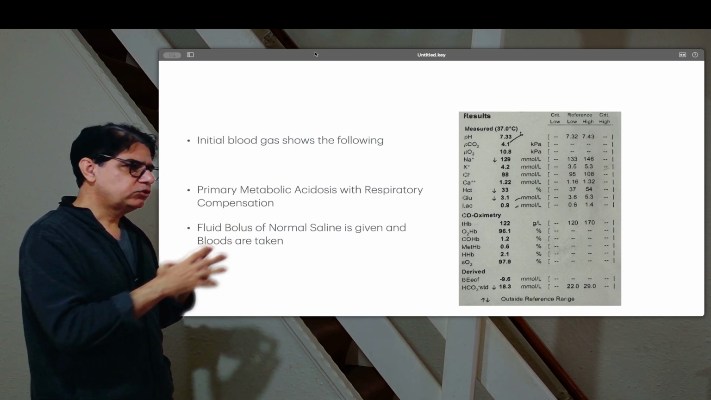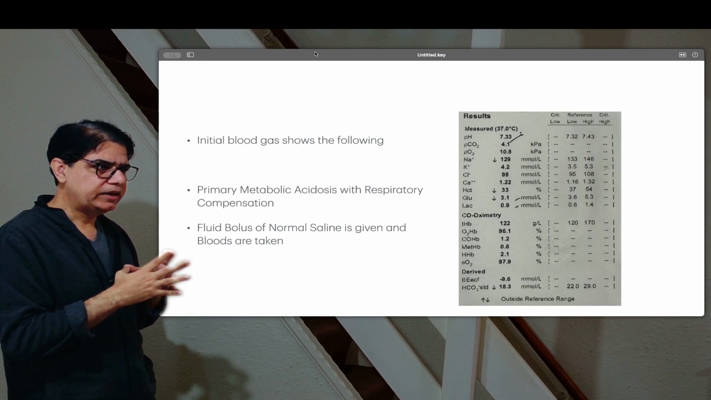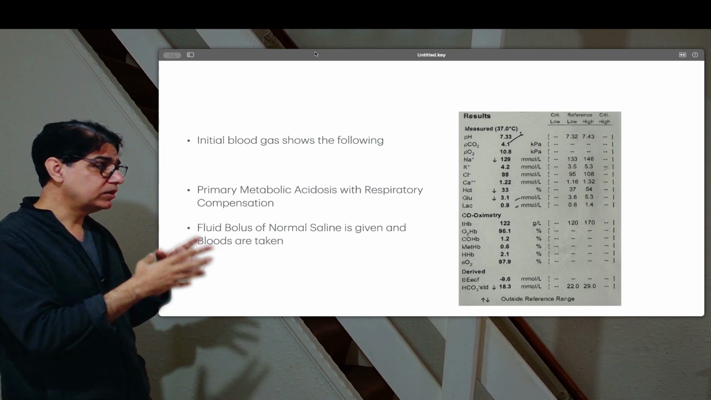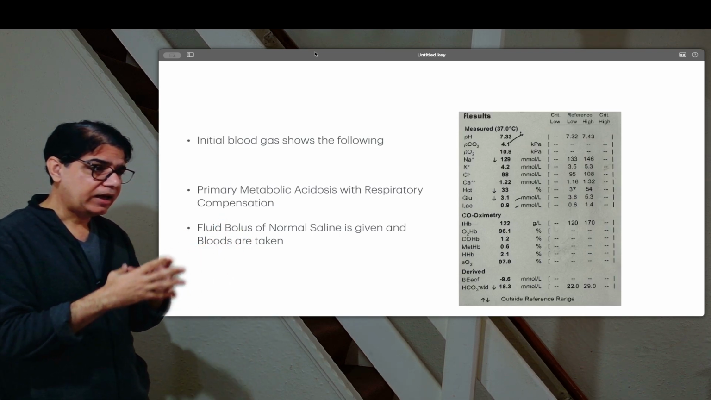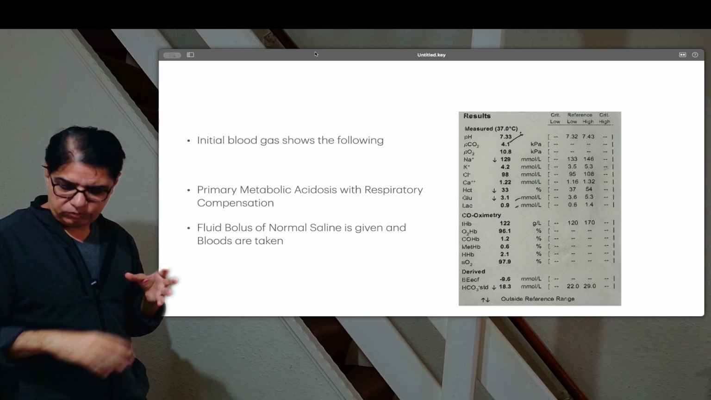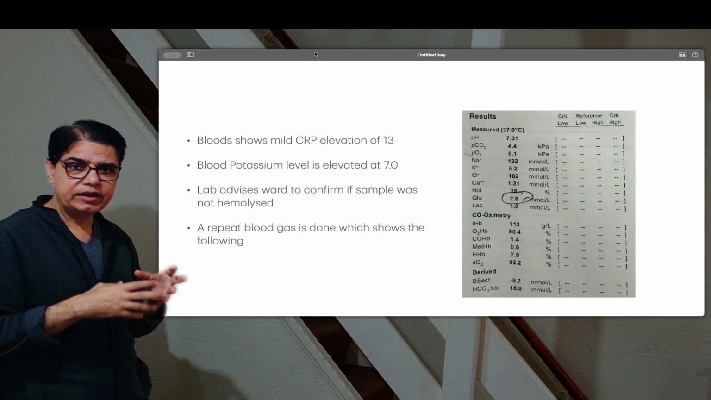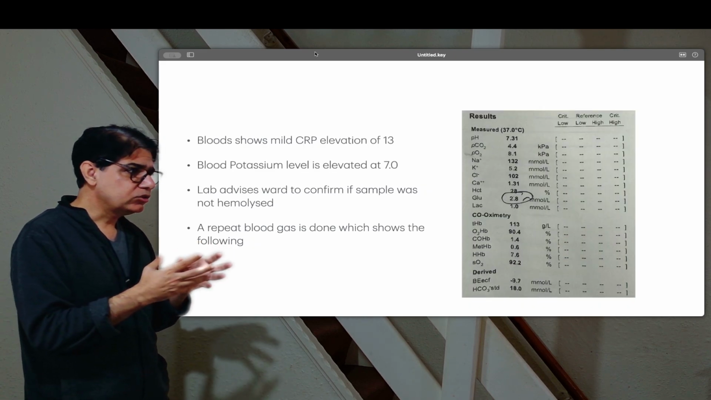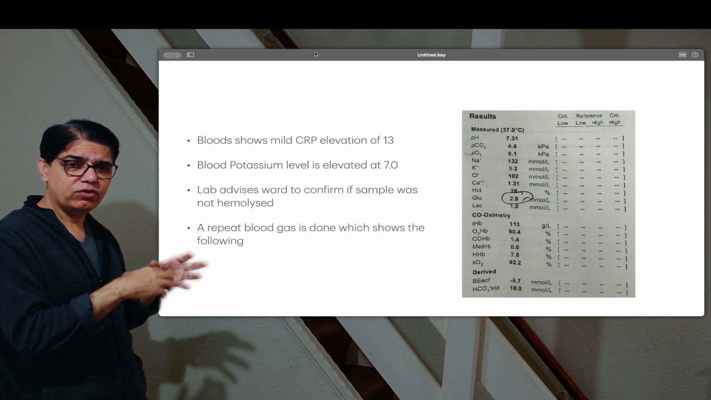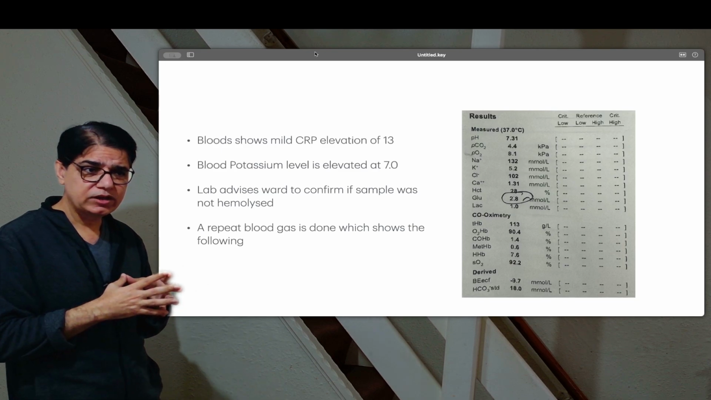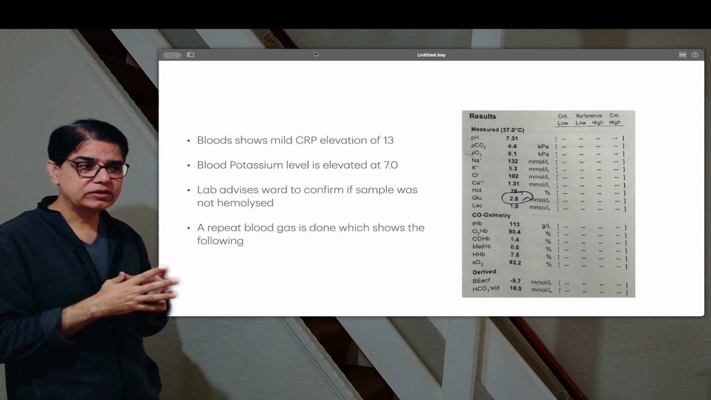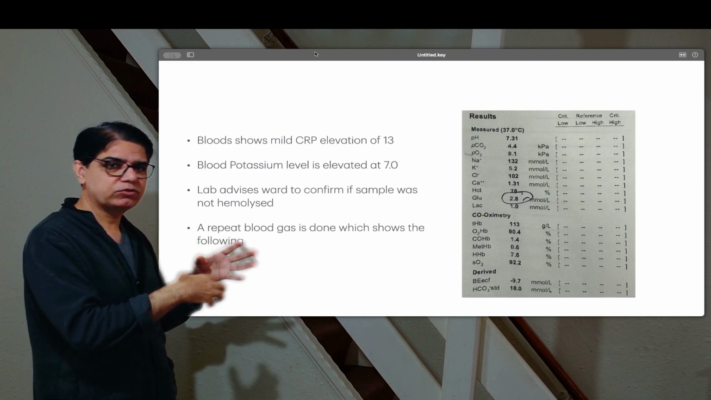Since this was acidosis, it was decided that this girl should be given a fluid bolus of 10 mils per kg. So some IV normal saline was given, and the blood was sent off in the meantime to the lab. Now, after some time, what happened? The lab called and asked whether the doctors and nurses were sure that the sample sent for biochemistry was not hemolyzed. The reason was that on the chemistry analyzer, they found that the calcium and the potassium levels were quite high.